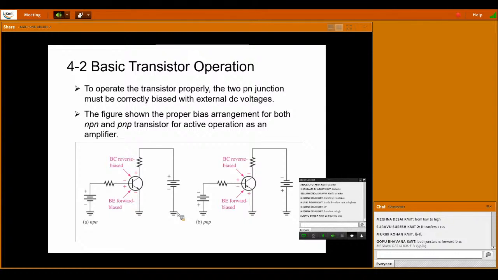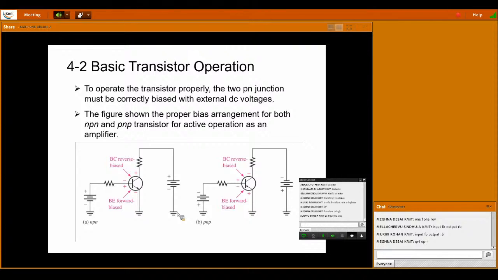Good. Next. How to put the transistor in active region? Forward bias, reverse bias. Which one will be forward biased and which one will be reverse biased? You have to mention that input junction must be forward biased and output junction must be reverse biased. Input junction forward biased and output reverse biased. Good.